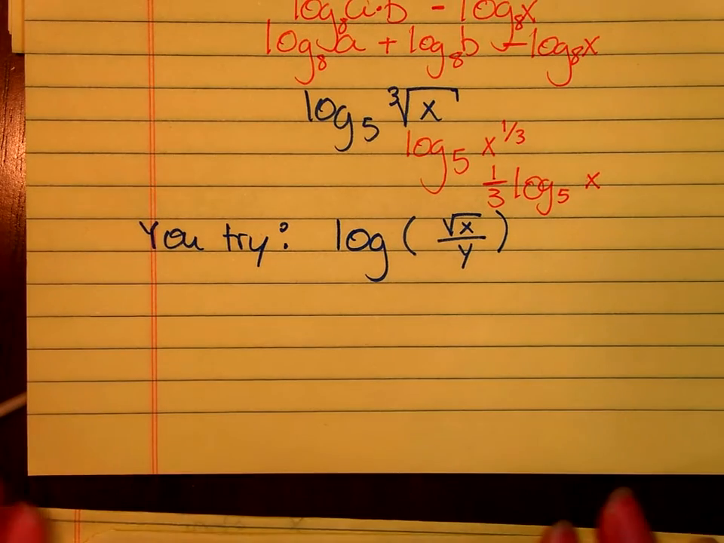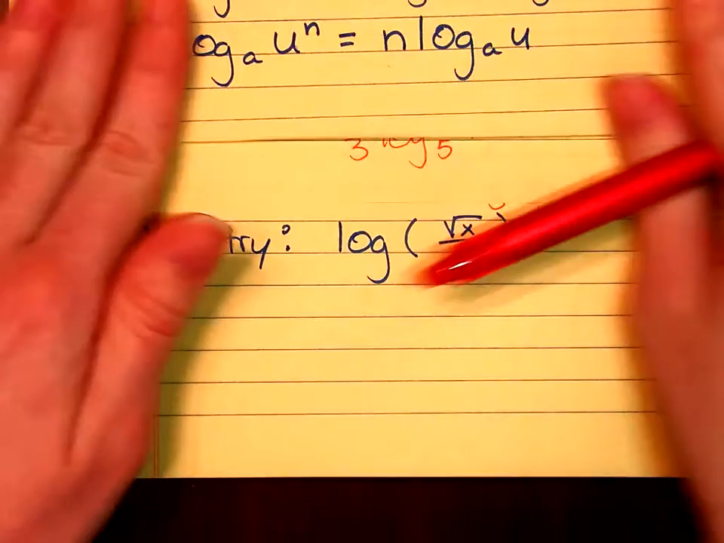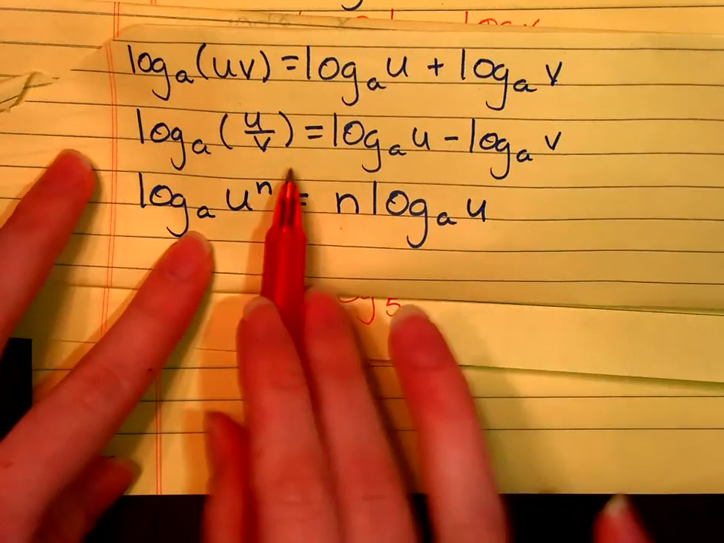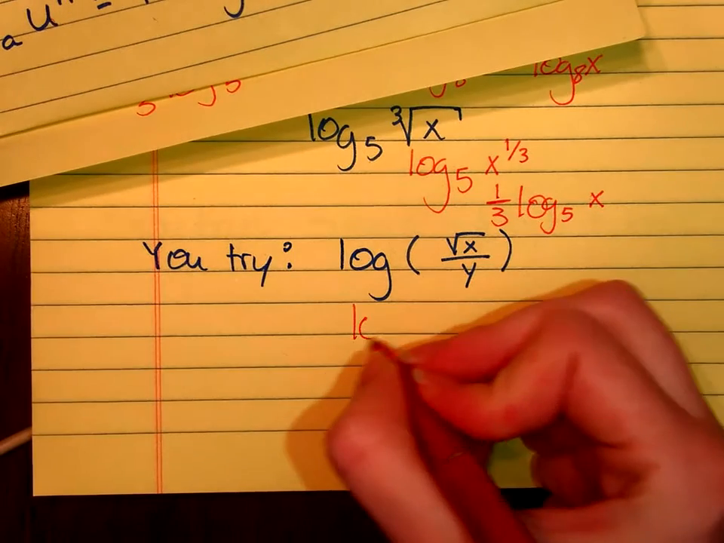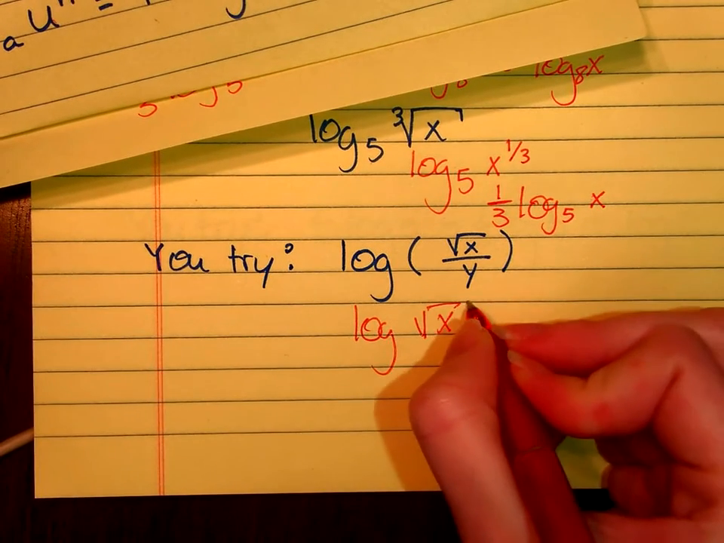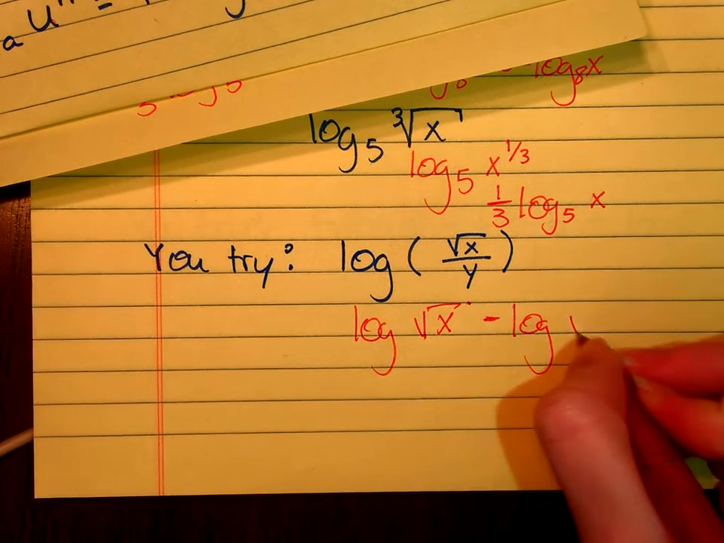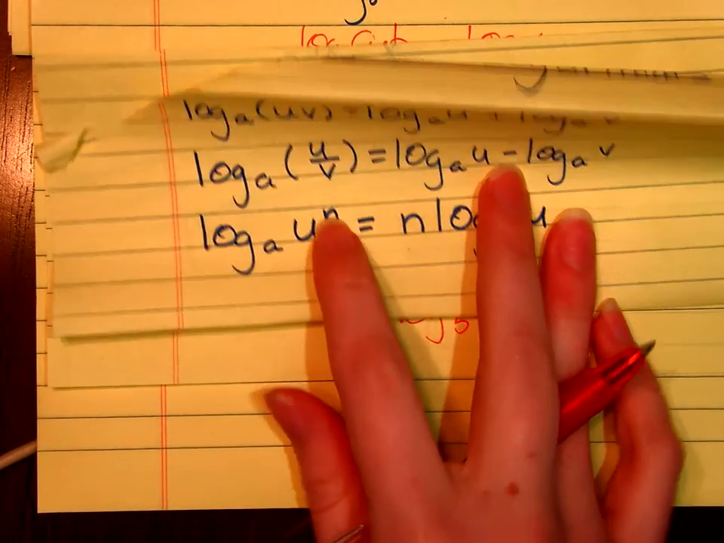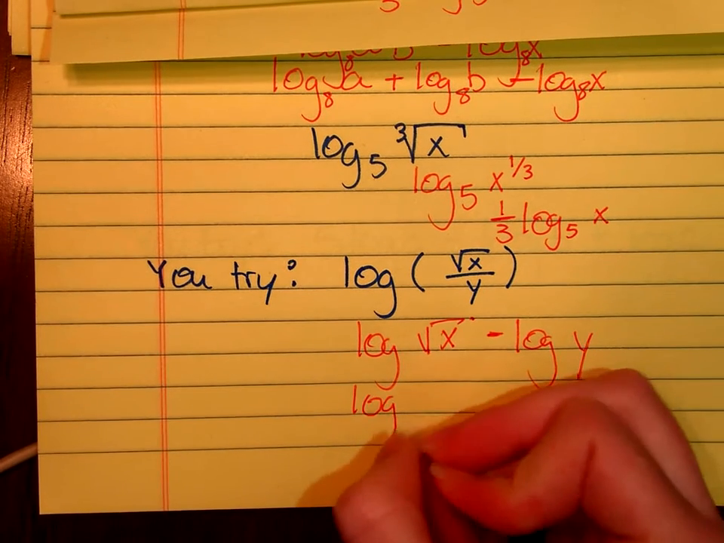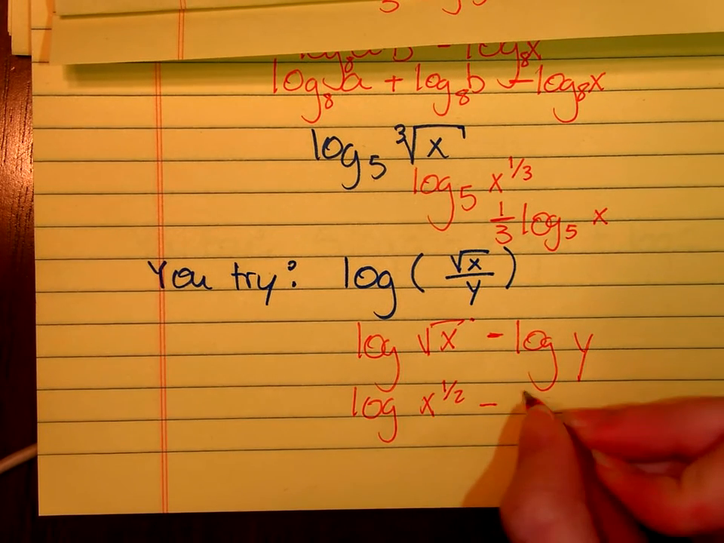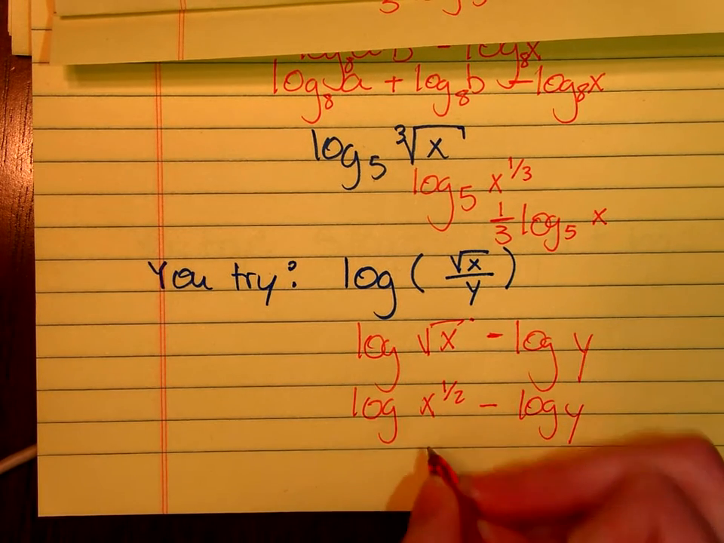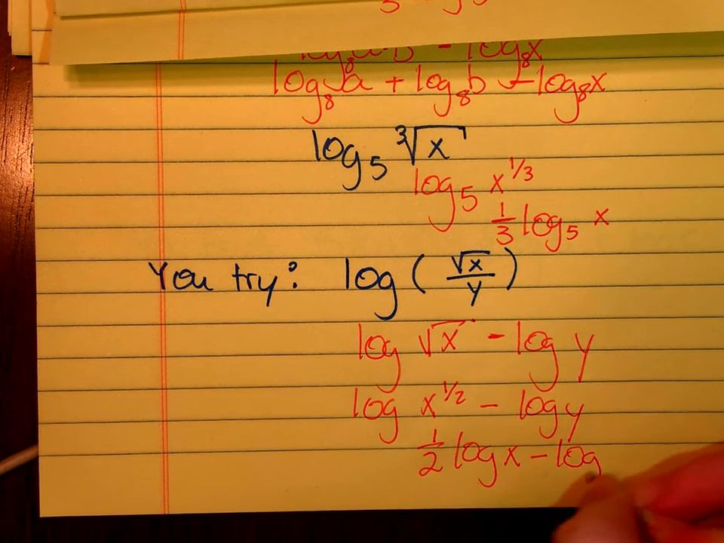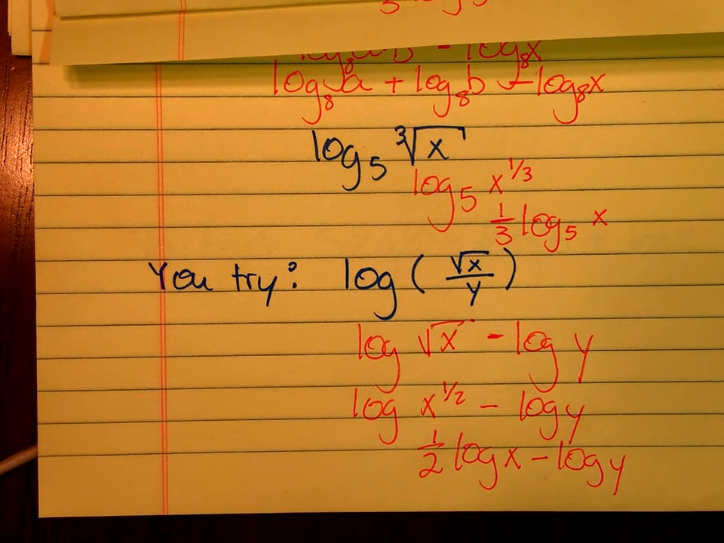Alright, welcome back for the next problem. Again, I'm just applying my log rules. I first noticed that I have some division, so I'm going to go ahead and change that to subtraction. So that becomes log of the square root of x minus log of y. Now I'm not quite done yet because that square root, I can turn into an exponent. So that becomes log of x to the half minus log of y. And now I can pull the 1/2 out front. 1/2 log of x minus log of y. And now I've expanded it as much as I can.